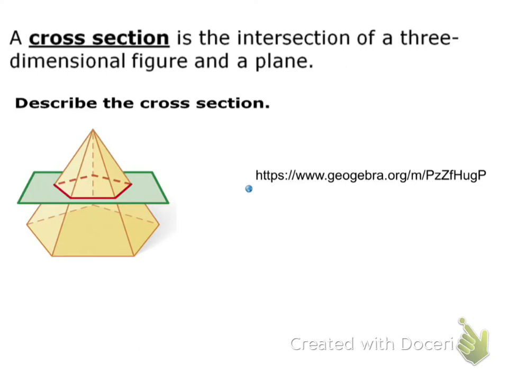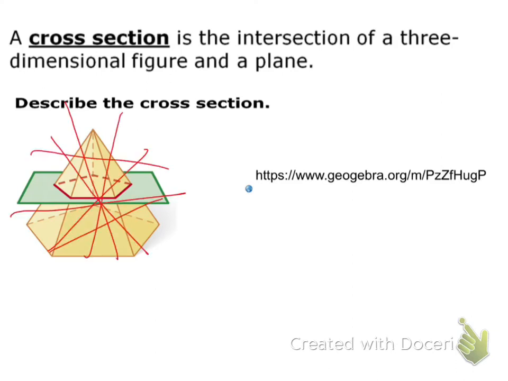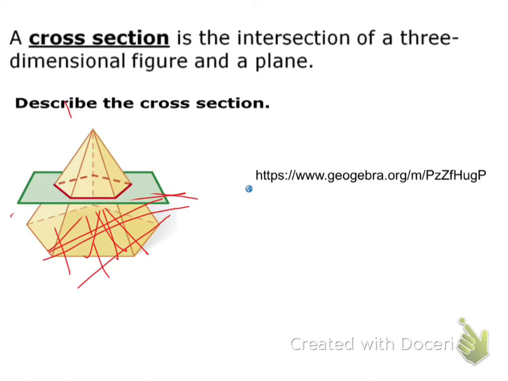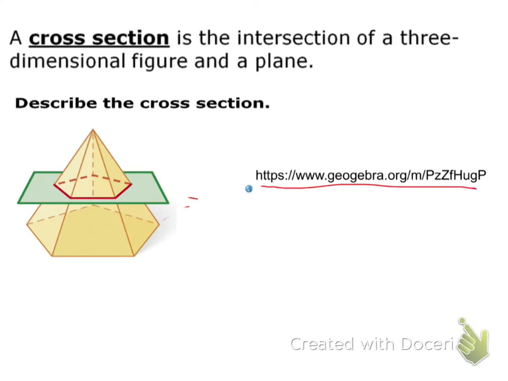Now we have cross sections. So cross sections is like playing Fruit Ninja. So you can chop the polyhedron however you want and make a cross section. So there are infinite amount of cross sections that you can make. If you can and you have time, try to go to this link and see how many cross sections you can make with each shape.